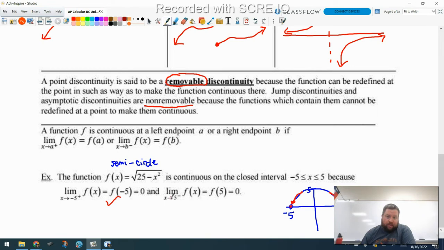You approach from the left. x approaches 5 from the left. Oh, forgot my negative there. -5. No, sorry, that was correct. x approaches 5 from the left. So we're approaching 5 from the left, like that, and it's approaching a closed circle, which is f of 5. Those are both equal to 0. So it's continuous at the endpoints there.